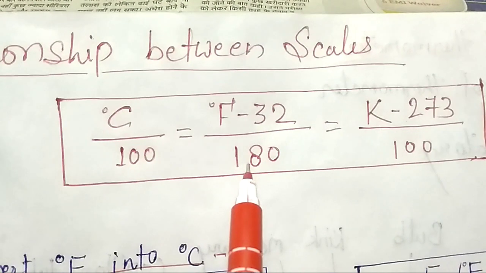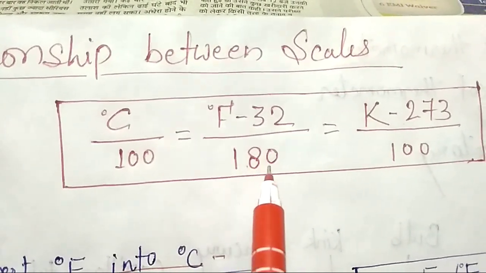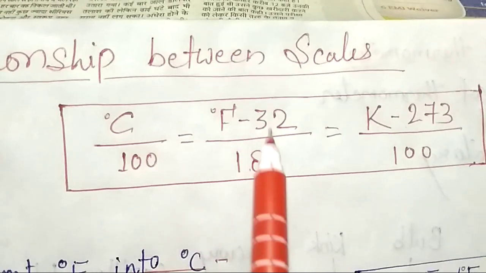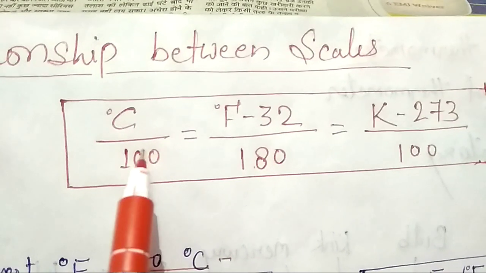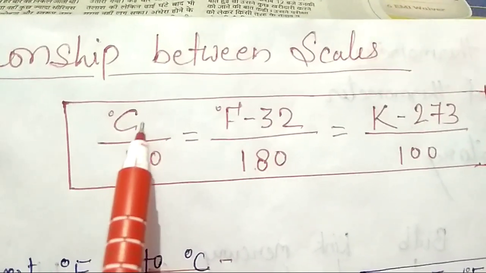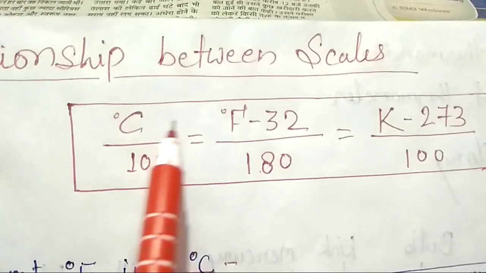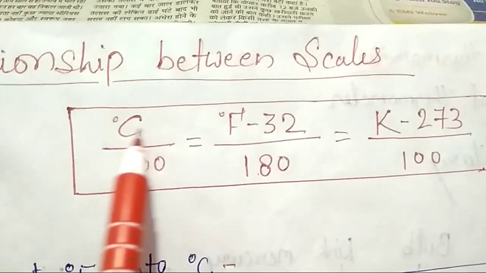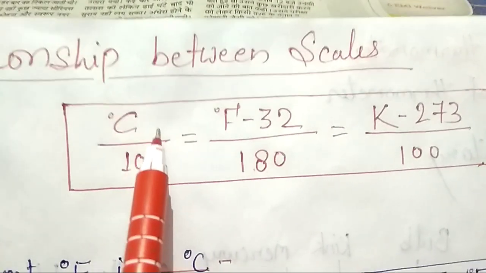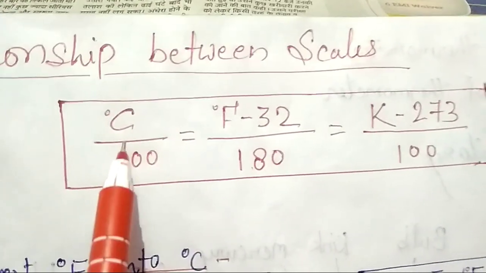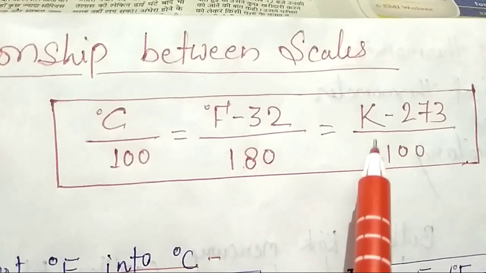And here, written underneath, is the total number of parts of that scale. Here you can see 100. Here we have to put C minus 0. But when we subtract 0 from C, we get C. That's why I have not written minus 0 here. So the three scales are interconnected to each other. You can see here.